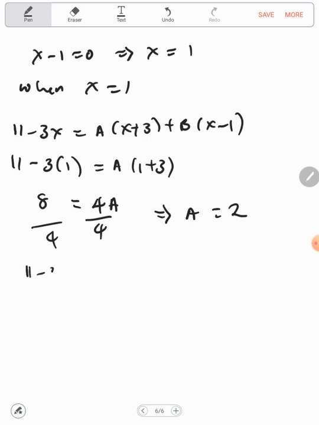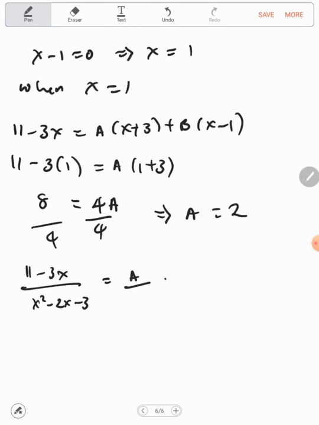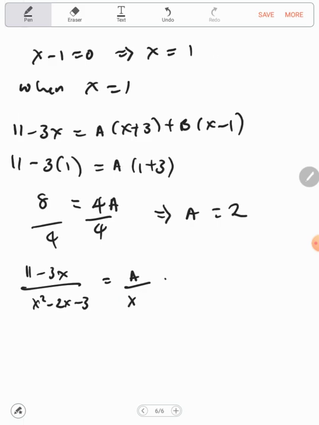Remember, 11 over 3x, x squared minus 2x minus 3 is equal to a over x minus 3, a over x minus 1, right? Yeah. A over x minus 1 plus b over x plus 3.